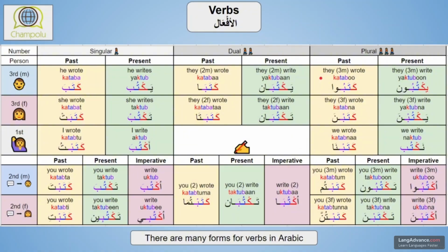And then for the plural, for the past, I want to say something like they wrote for a group of males or mixed, so it's katabu. And for a group of females, katabna. And for the first person plural, we wrote, it's katabna. Notice the long vowel that comes at the end, katabna. But in the third person female, it's katabna. So it's a shorter vowel.